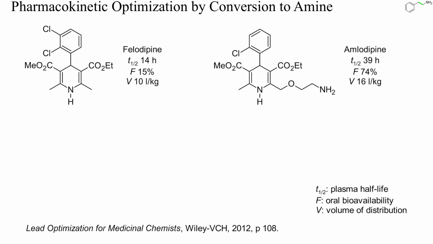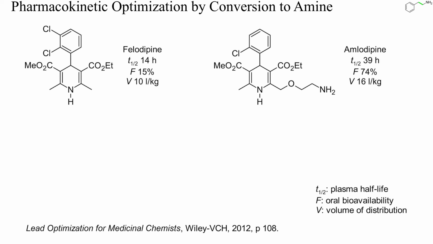The pharmacokinetic properties of drugs can sometimes be improved by converting neutral compounds into amines. When an amine-containing side chain was attached to the calcium channel blocker felodipine, a compound with a longer plasma half-life, a higher oral bioavailability, and a larger volume of distribution resulted.